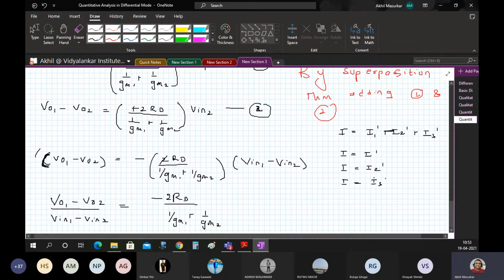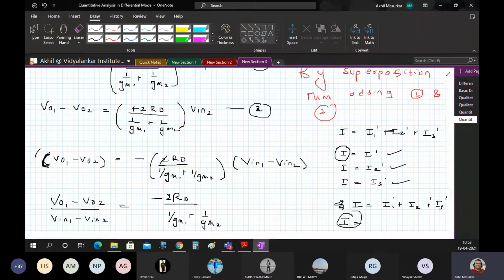Now when I want a combined I, I don't write 3I is equal to I1 plus I2 plus I3. I don't write that. What do I do? I simply say I is equal to, in one case I got this, in one case I got this, in one case I got this. So simply add this side. That is going to be my total I.